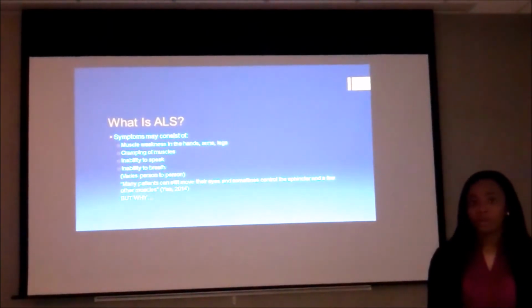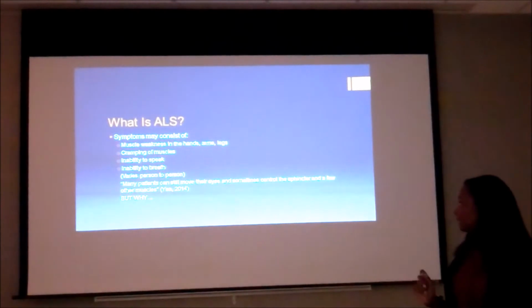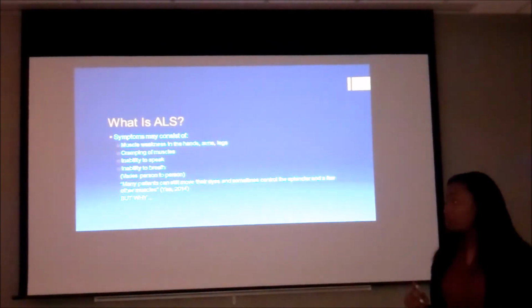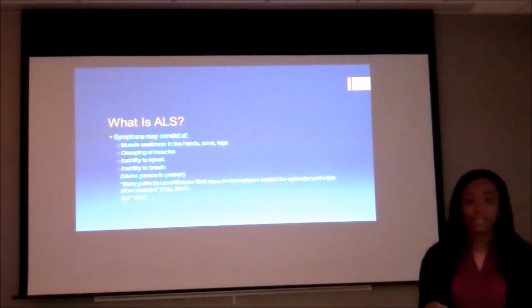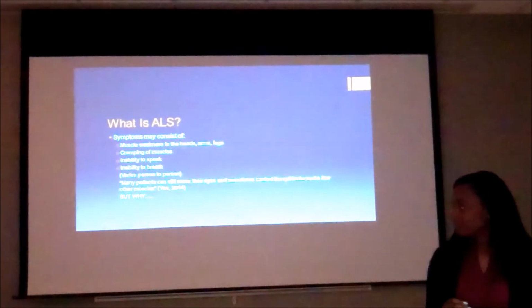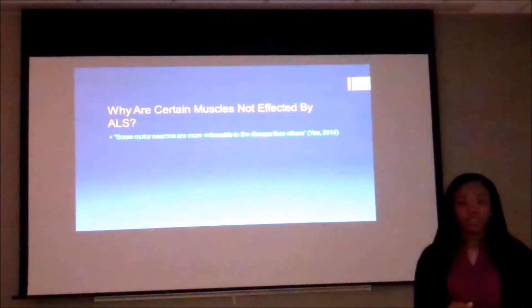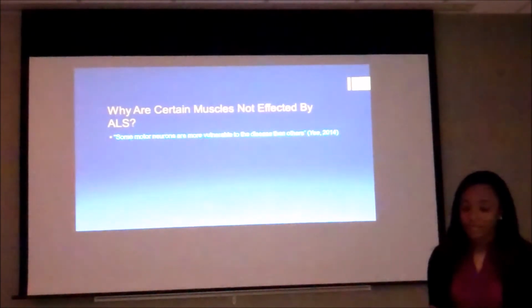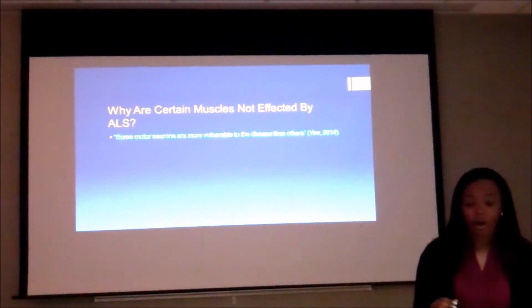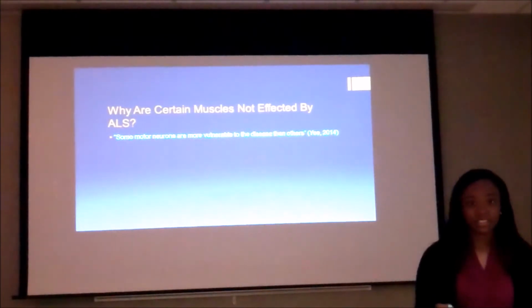And within the article, Amy Yee states that many patients can still move their eyes and sometimes control the sphincter along with a few other muscles. And the purpose of this article is to tell us why this is happening. So why are certain muscles not affected by ALS? The fact that some muscles are not affected by the ALS just shows that some muscles are more vulnerable to the ALS disease than others.